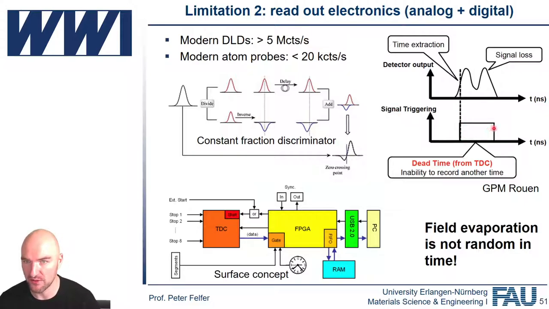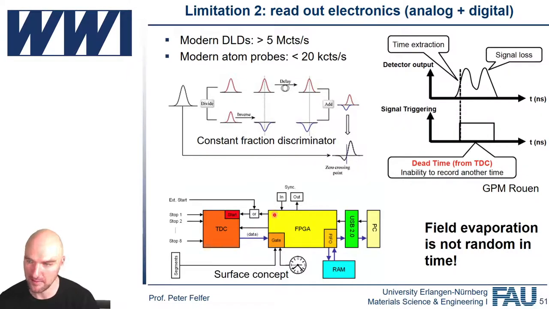And this constant fraction discriminator then sends a pulse into the time to digital converter, which just takes the time and converts it into a timestamp, just saying, okay, this was 355 point this much nanoseconds, and then we get a time signal for each of the channels.